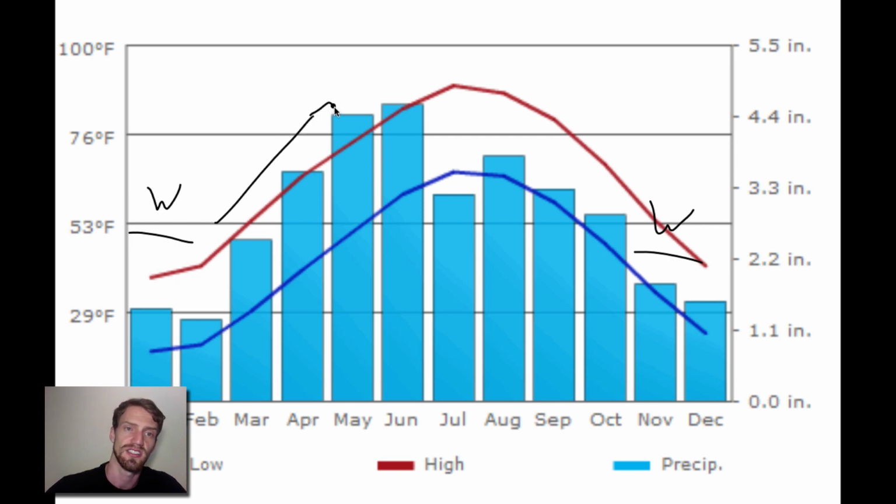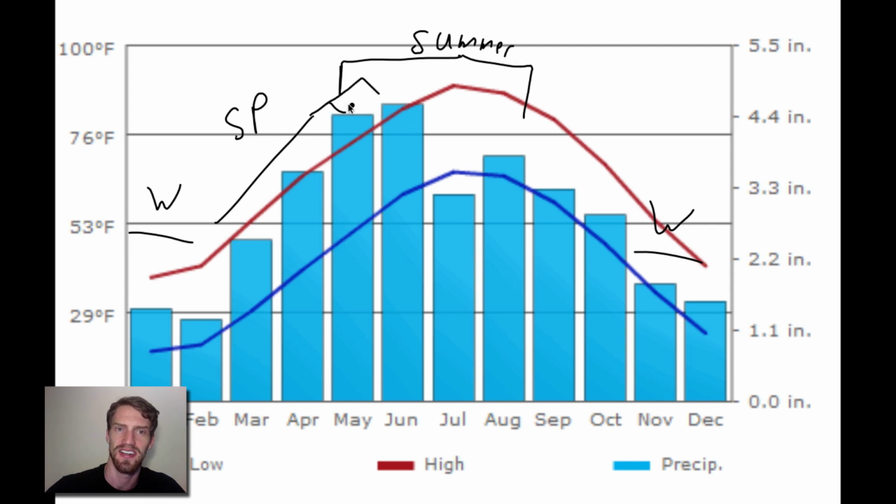We're going to have our spring and our summer months, which maybe are going to extend up through August. So spring might actually extend a little bit later, depending on what the groundhogs say. And then we're going to have our fall. So this really has a wide range of seasons.